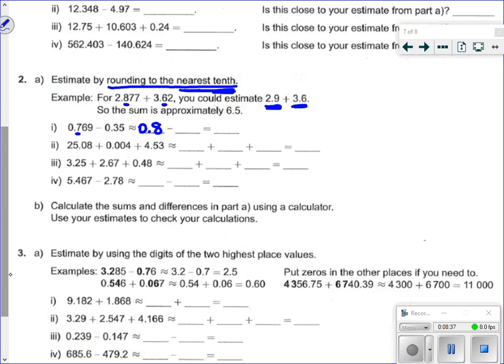8 tenths minus, here's the digit in the tenths place. It has a 5 after it. So that would round up as well to a 4 in the tenths place. Okay, 0.8 minus 0.4.